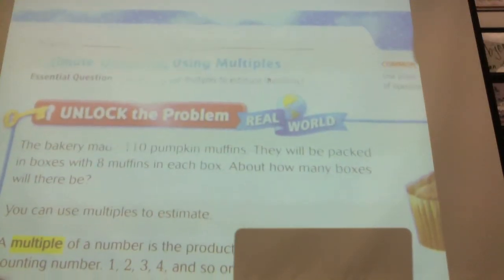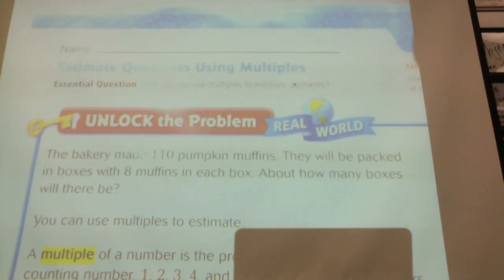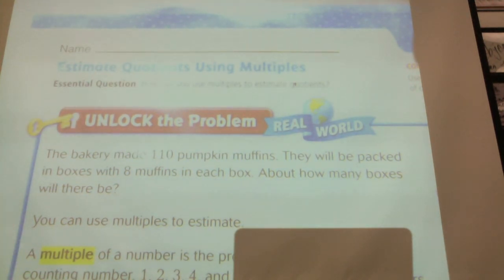The baker made 110 pumpkin muffins. They will be packed in boxes with 8 muffins in each box. About how many boxes will there be? You can use multiplication or multiples to estimate how many boxes there will be.